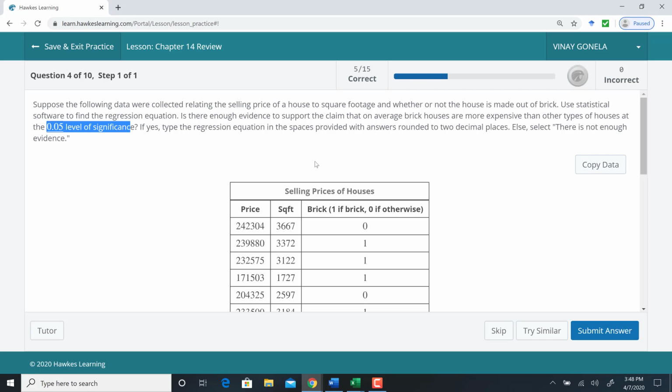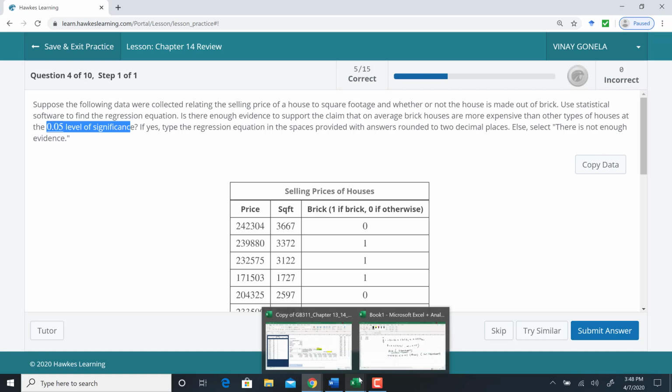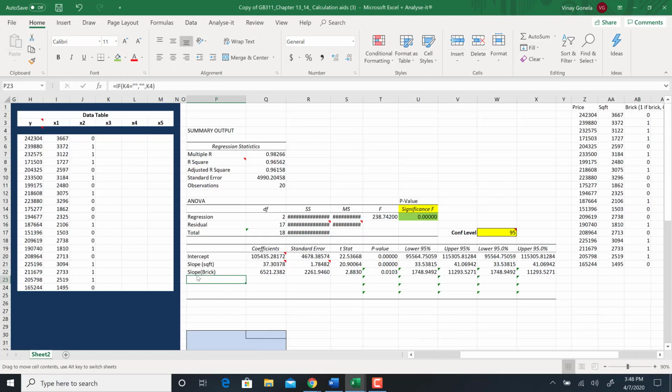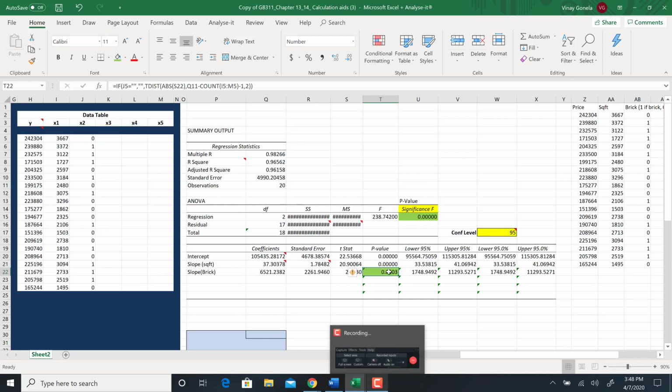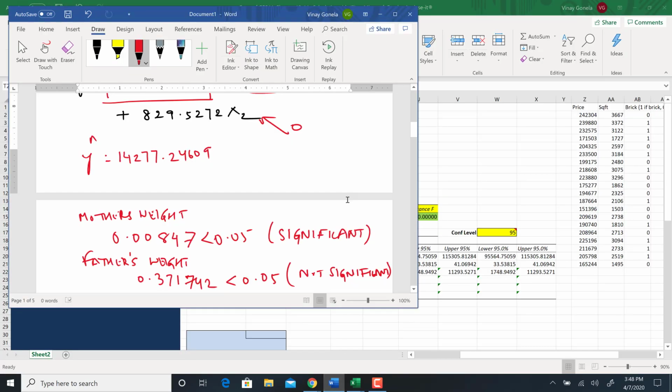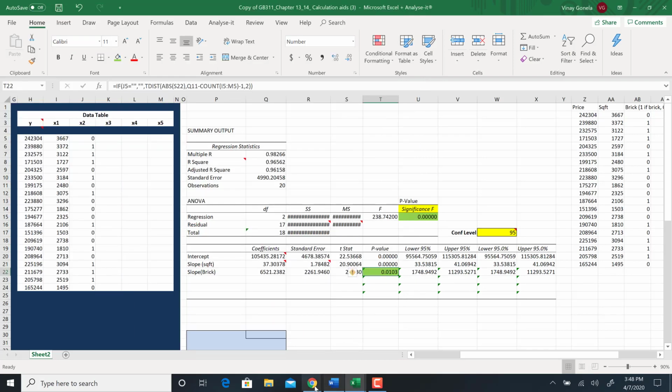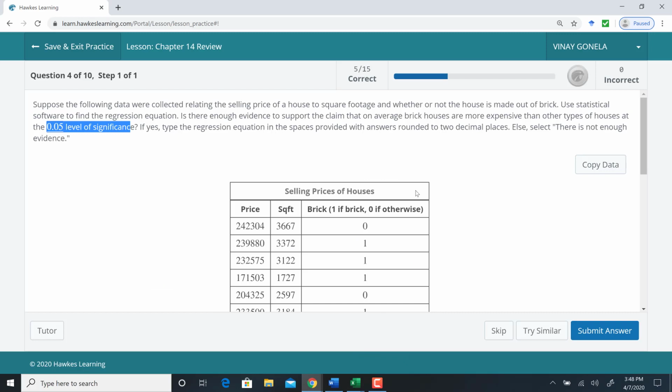So what they are asking us to do is to look at the brick factor, so that is the slope, and look at the p-value here. So that is your p-value, 0.0103. If it is less than alpha, that factor is significant, then you will type in the equation, otherwise you are not going to type in. So let me see what alpha they gave. The alpha is 0.05.